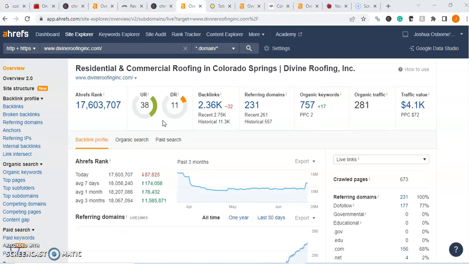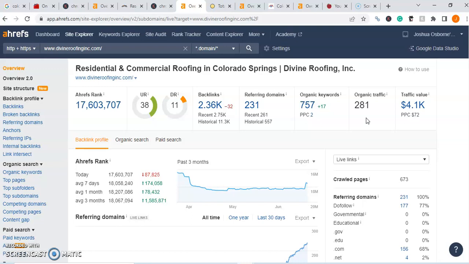So here we have Divine Roofing again with a 38 UR and 11 DR, generates about 300 users every single month and about $4,000 worth of traffic value. Now, like I said, they have a strong internal SEO and a strong external SEO. So even though they have similar amounts of traffic, they're generating a lot more value because the search terms that they are ranking for have a lot more buyer intent. And that's ultimately what we want.